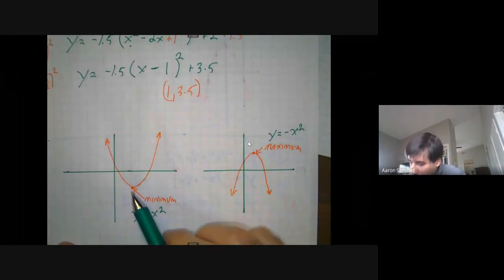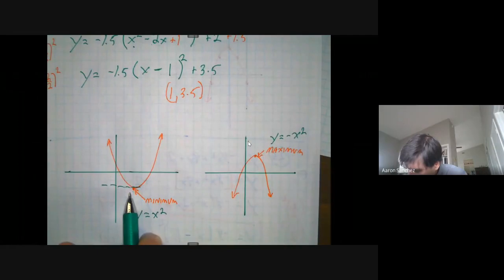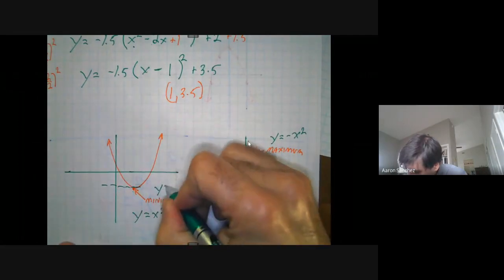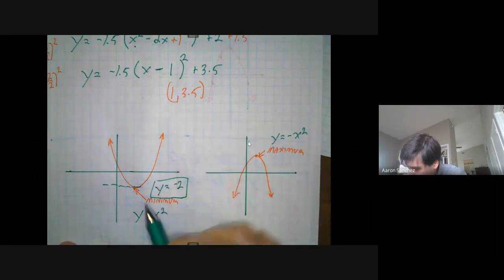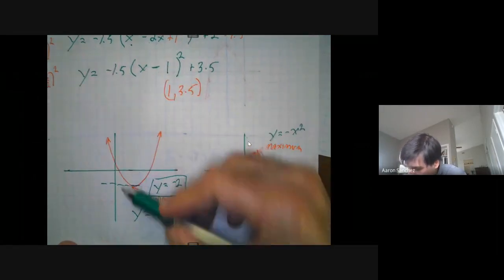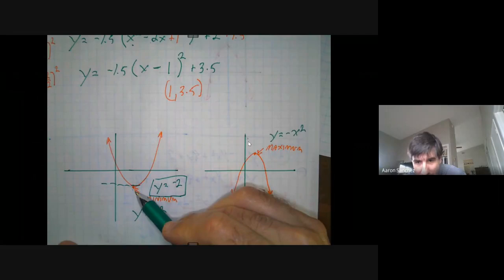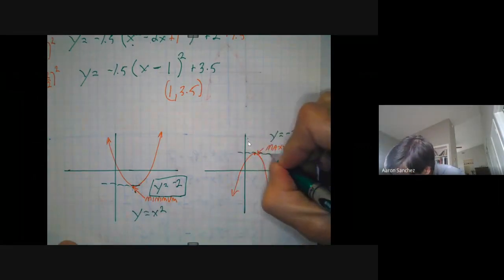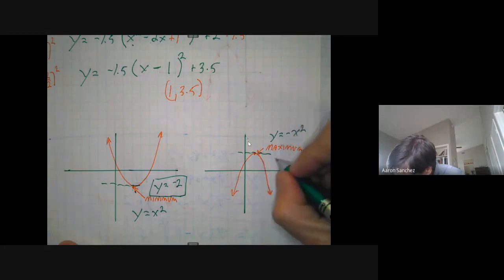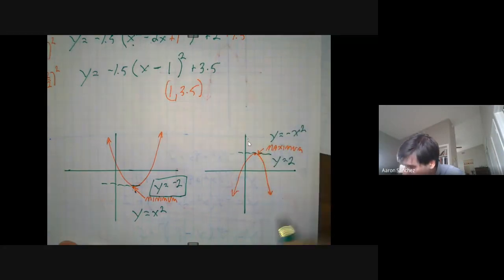Now, where's the minimum? The minimum is at the vertex, right? And the minimum for this one, if I look here, look at this, this minimum is y equals -2. That's my minimum, because that's as low as I go with my y. Now this one, the maximum, I just so happen to have it right here. My maximum is y equals +2. Okay? Because we're at the vertex.